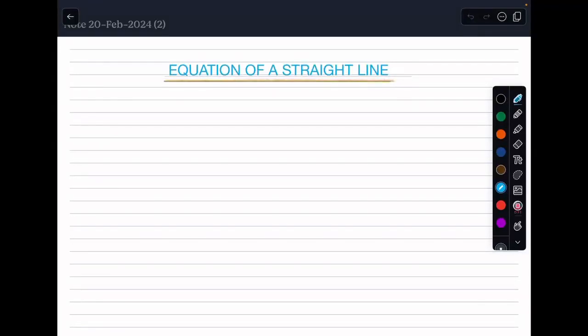So the topic for today is equation of a straight line. Generally, we know that the general form of the equation of the straight line is y equals mx plus c. Here, the two things which are of great importance are, number one, the gradient, and number two, the y-intercept. So we know m is the gradient here and c is the y-intercept.